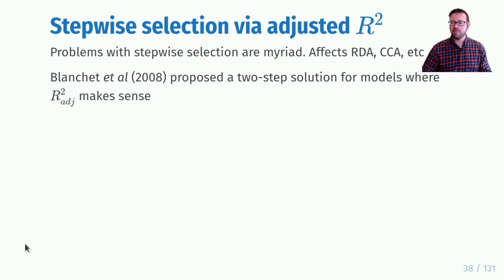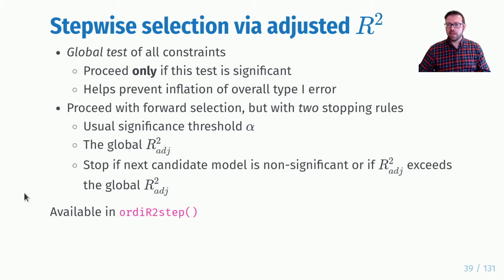But one way that you can make this a little bit more robust is to use the two-step solution, or the stopping rules, that Guillaume Blanchet and colleagues proposed and wrote up in 2008. They have this two-step solution for models where adjusted R squared makes sense. And in vegan, I think we've got this for RDA and for CCA at the moment. Okay, so what Guillaume and colleagues suggested was that you do 2 things. The first thing is you do a global test of all of the constraints, and we'll come on to how you do that global test in a minute.